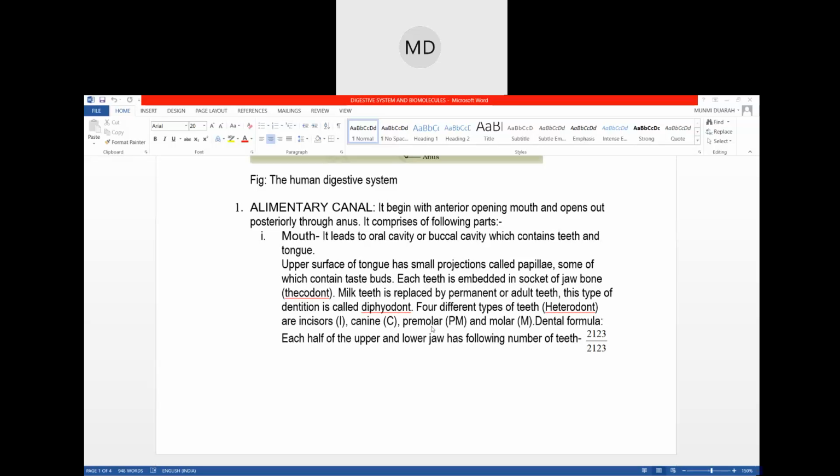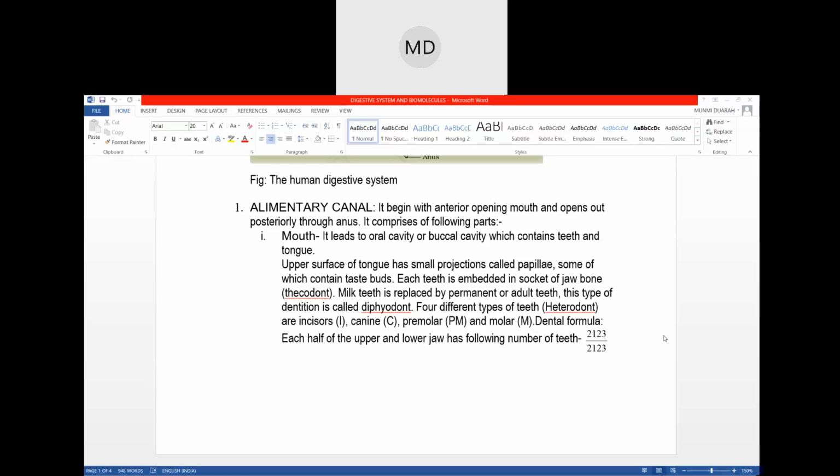For premolars again it will be 8: 2 this side, 2 upper, 2 lower, upper left, lower left, upper right, lower right. So 8. Then molars will be 3 plus 3, 6, 12. So this side also 3, this side also 3, it will be 12. So molars will be 12.